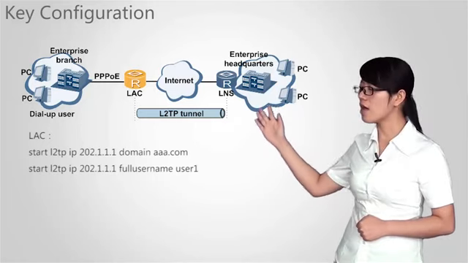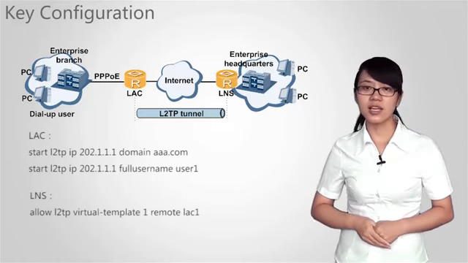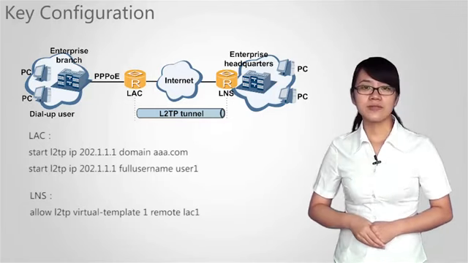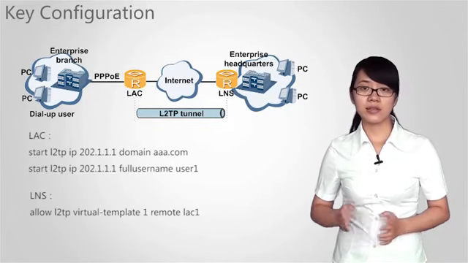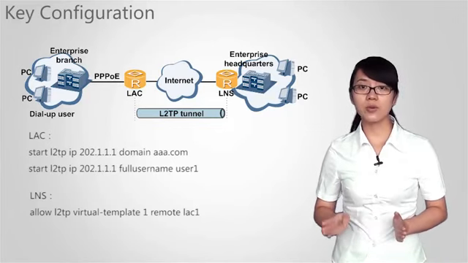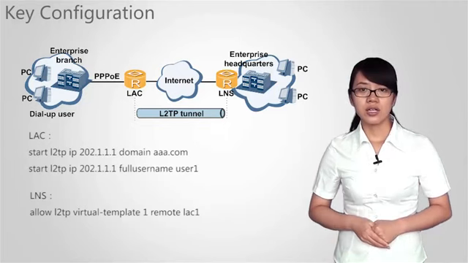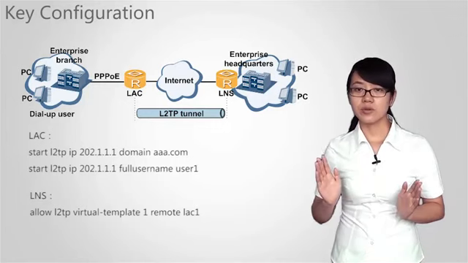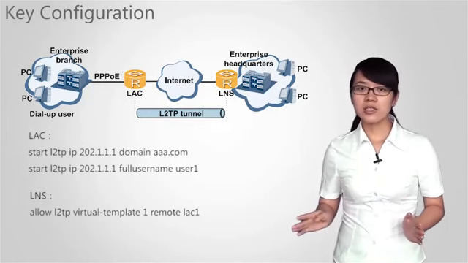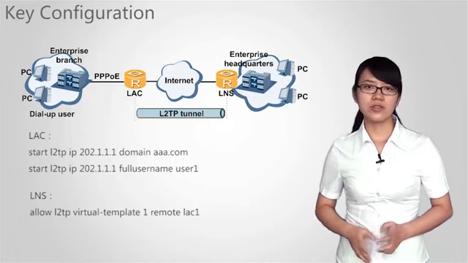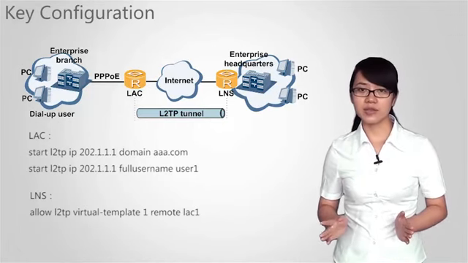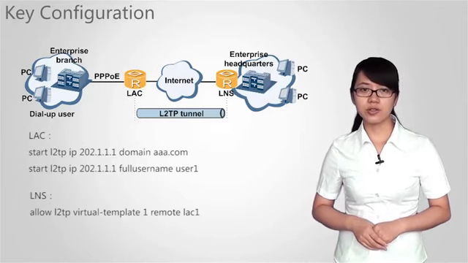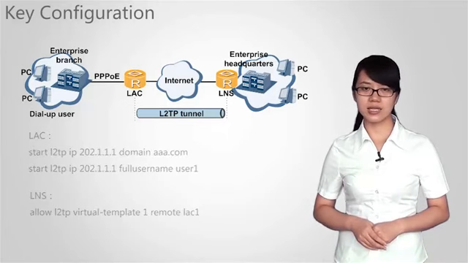You can run the allow l2tp command to configure the device as the LNS. From the command, we can find that the LNS sets up an L2TP connection to LAC1, and the virtual template VT1 is used as a private interface to connect remote users. When the LNS uses L2TP group 1, you do not need to specify the tunnel name of the peer LAC. Therefore, the LNS can establish L2TP connections with multiple LACs.